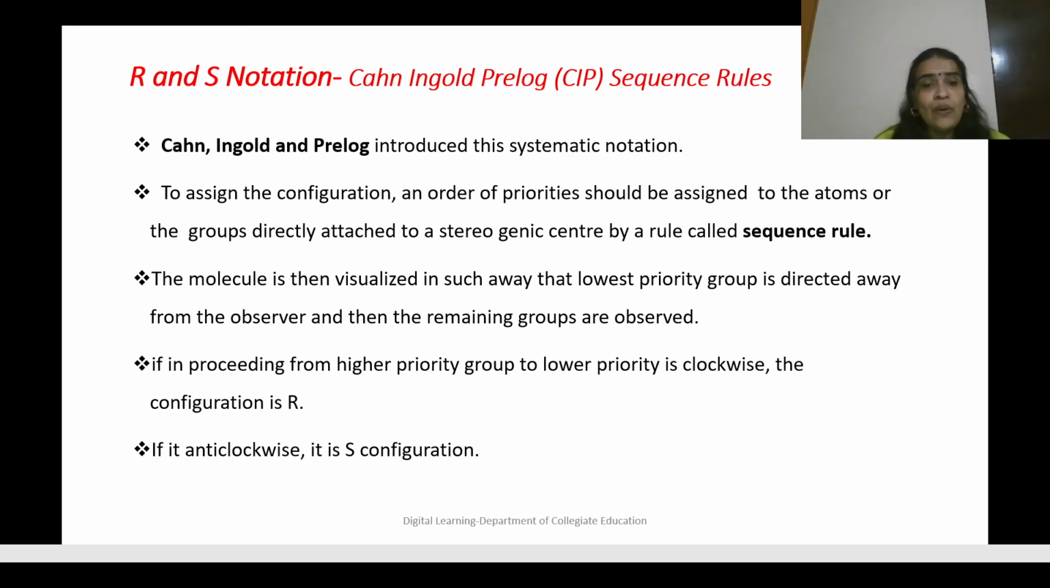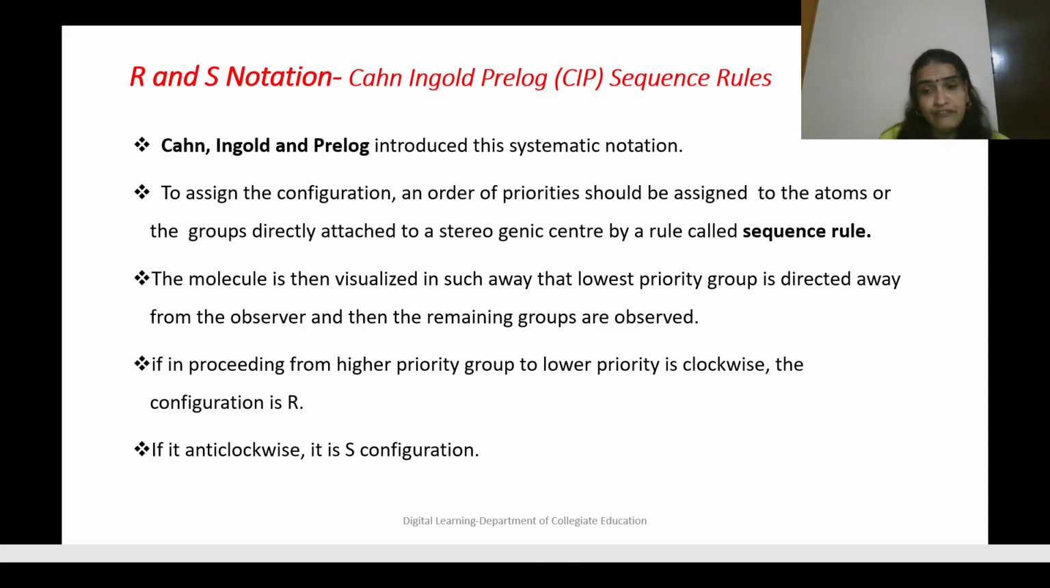Then the molecule is visualized in such a way that the lowest priority group is directed away from the observer and then the remaining groups are observed. Which will be the lowest priority group? The group with priority number 4. So we will be viewing from the side of the 4th priority group. Then if proceeding from the higher priority group to the lower priority is clockwise, the configuration is R.